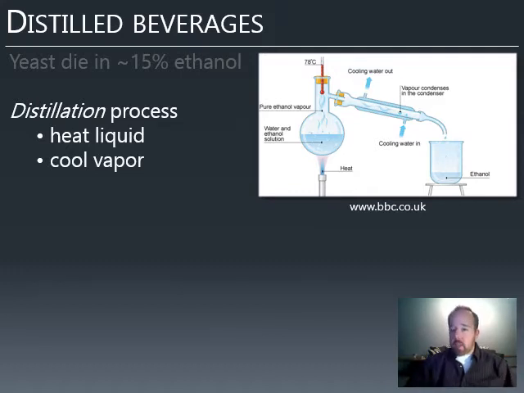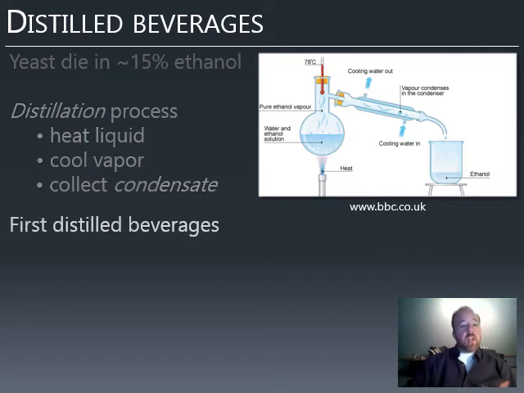And so this is the same process. The vapor is in the air, and it's going from a warm environment to a cool one, and when you cool that air down, it can't hold all that liquid anymore. And so you condense that liquid out of the vapor, and you collect what's called the condensate. So this is how you get a higher concentration of ethanol. You take that mixture of air and ethanol vapor, cool it down, and then you get a higher concentration of ethanol. So that's how you get above that 15% barrier with yeast.